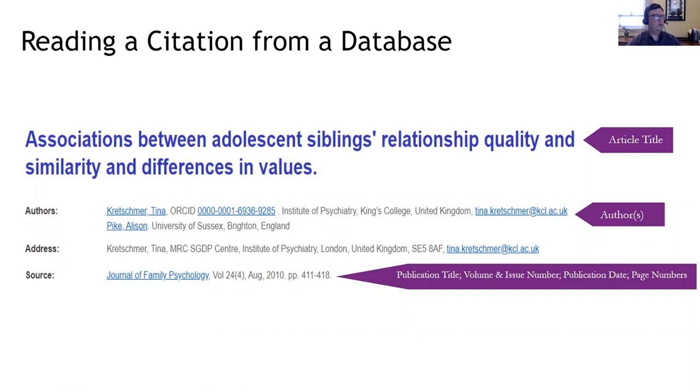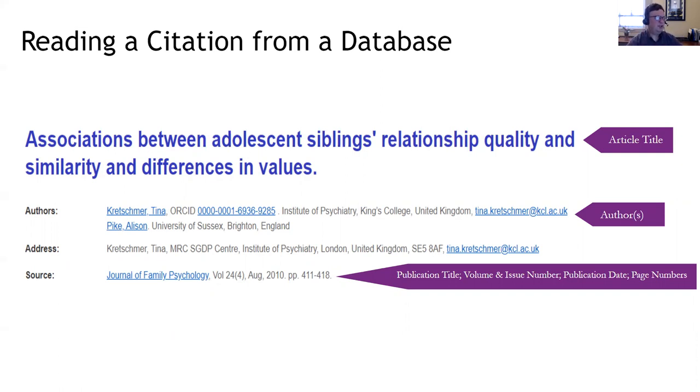First thing is going to be the article title. That's usually going to be at the top. In this case, we're going to look at an article called Associations Between Adolescent Siblings, Relationship Quality and Similarity and Differences in Values. Then it's going to tell you the authors. In this case, this article has three authors. Sometimes you might have one author. I have seen chemistry publications with, and I'm not exaggerating, 1,000 authors. So it can be one to thousands.